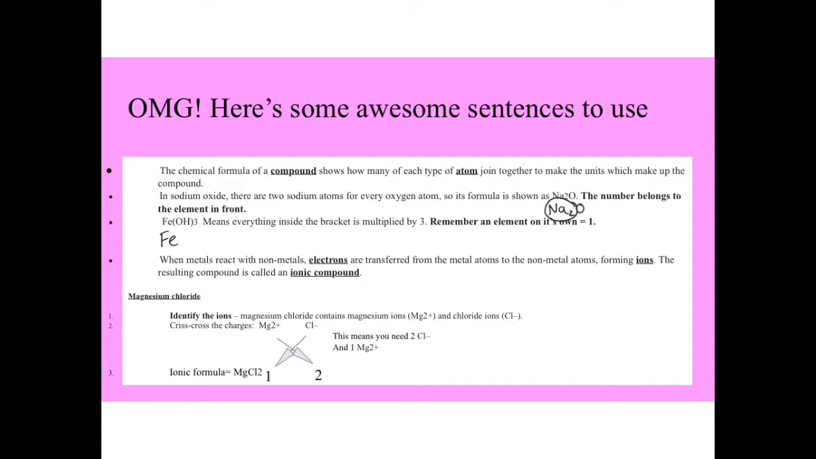So then with Fe(OH)3, okay, everything inside the bracket would be times by 3. So O would be times by 3, H would be times by 3. But that Fe is an element on its own, so it's a 1, okay?